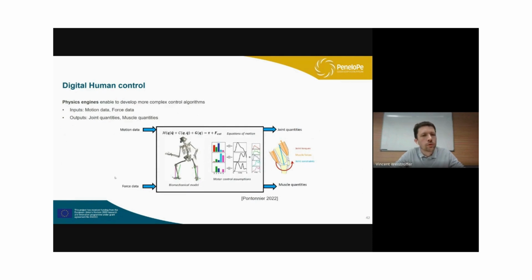If we go on with the physics engine, it enables us to develop more complex control algorithms. As inputs, you would get the motion data and the force data. And as outputs, these control algorithms will give you the joint quantities and the muscle quantities that you have to apply to your digital human model in order to follow the motion data and the force data.